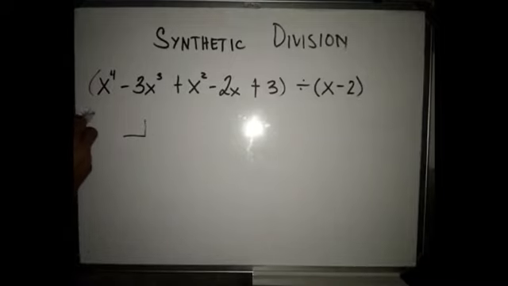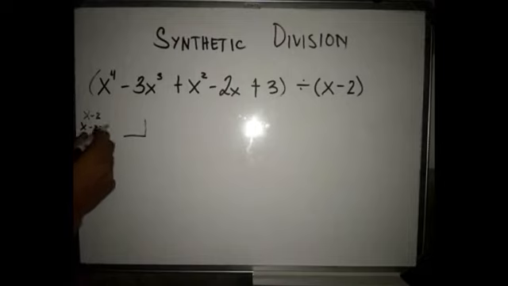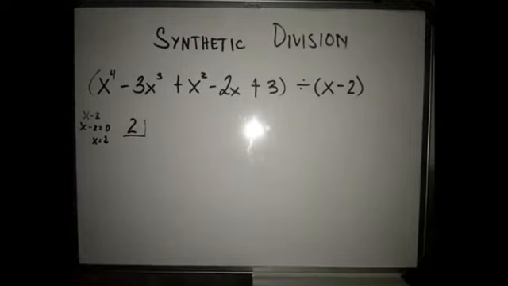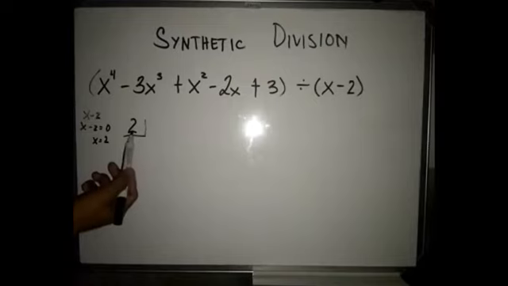Okay, so we have x minus 2. If you're gonna equate that to 0, that would be x minus 2 equals 0. Okay, so yung x natin would be 2. So 2 ngayon yung ilalagay natin diyan. Tapos na tayo dun sa divisor. Let's now have our polynomial.